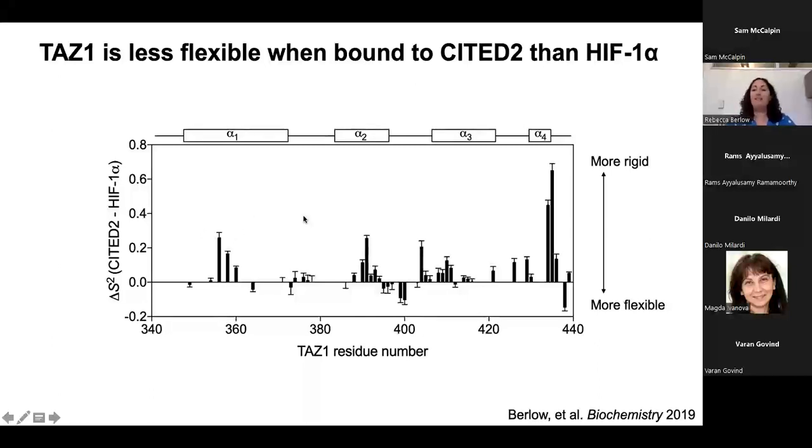And what that tells us is that TAS1 is more rigid when it's bound to CITED2. So simply that binding of CITED2 is rigidifying the structure of the TAS1. And that could be an origin of why HIF1 alpha is no longer able to recognize the complex so effectively.